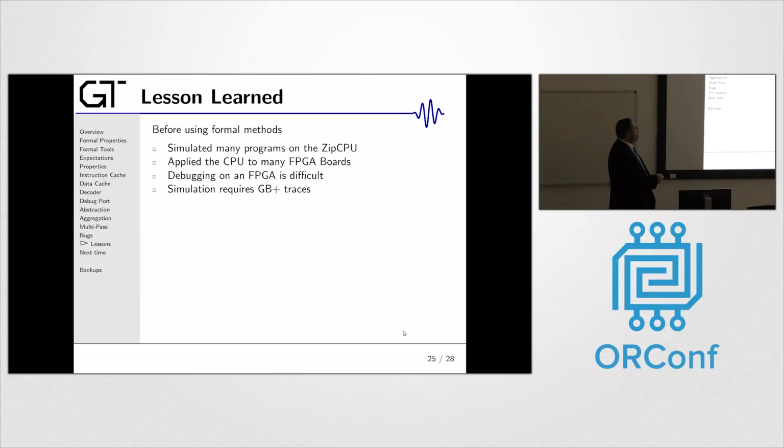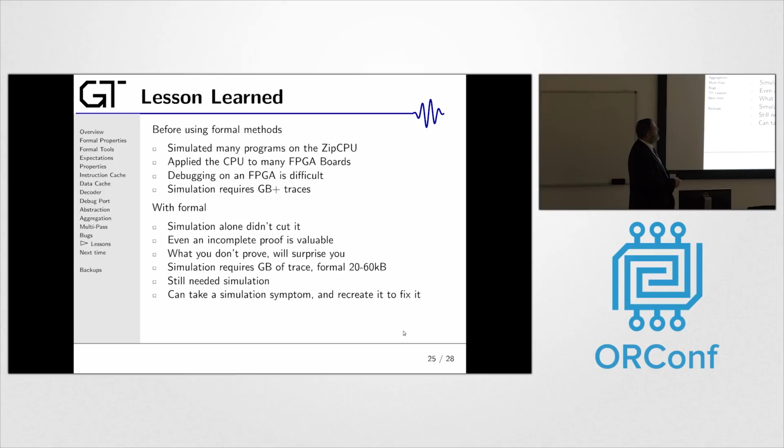Before using formal, I ran a lot of programs with the ZipCPU. I applied the CPU to many FPGA boards. Debugging on an FPGA is difficult. Can I get an amen, brother? Simulation requires lots of gigabytes of traces. With formal, simulation alone didn't find these bugs. Even an incomplete proof was valuable. What you don't prove will surprise you. Simulation requires gigabytes of traces versus formal was about 20 to 60 kilobytes.